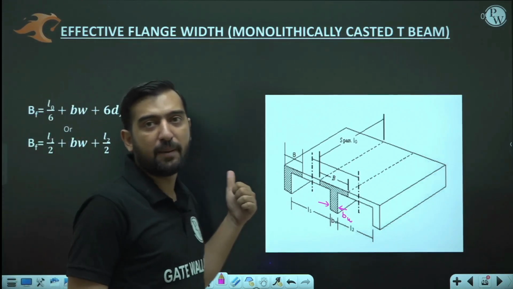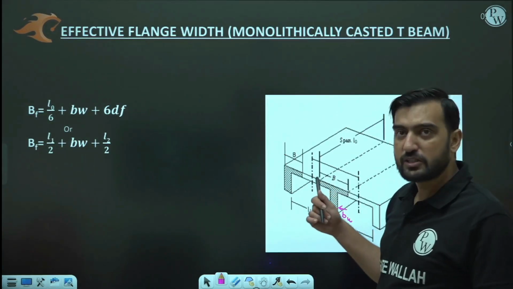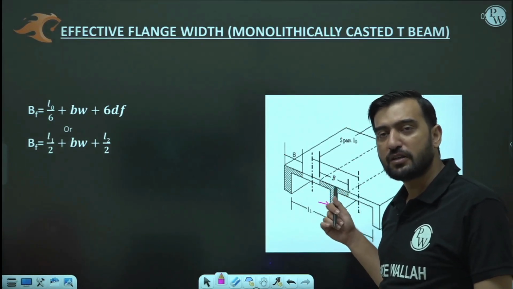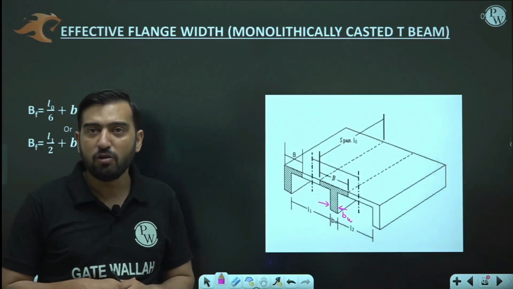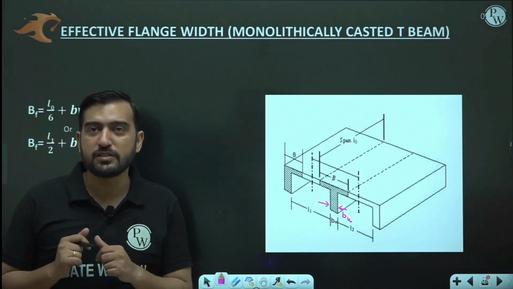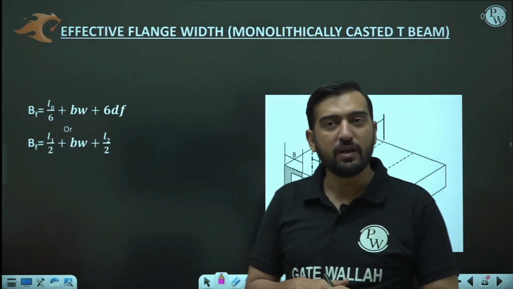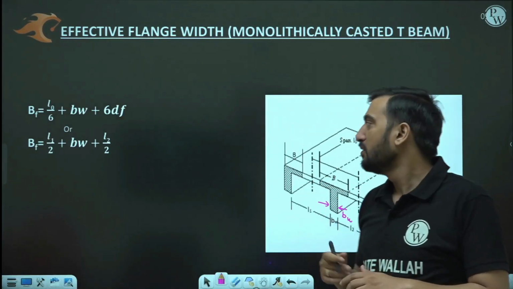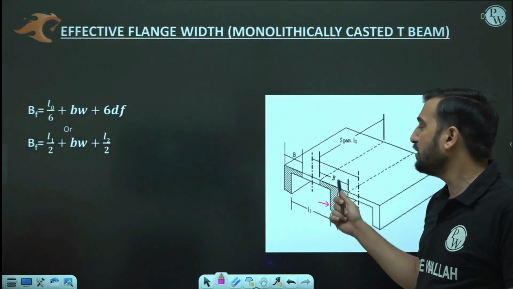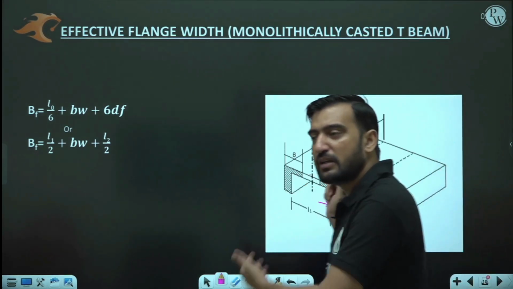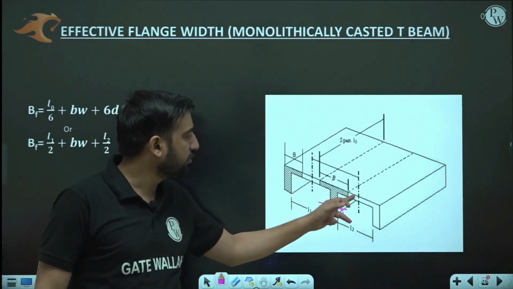Like there we had the upper limit of BF as B, similarly, in the monolithically casted flange section you do not have any benchmark B, any original width. So here the benchmark is the center to center distance. Whatever the calculated value of BF, in no case should it exceed the center to center distance. How are you going to calculate the center to center distance? If L1 is the clear span on the left hand side and L2 is the clear span on the right hand side, then the center to center distance is from the mid of this slab to the mid of this slab.